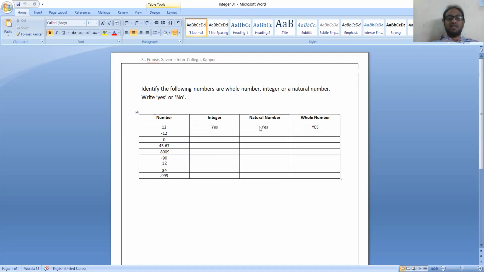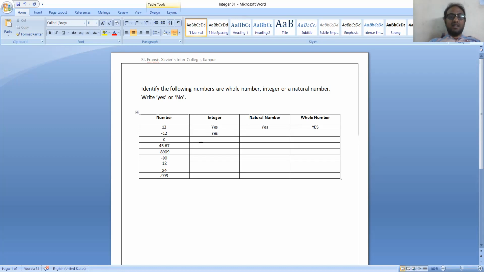Then, is 12 a natural number? Yeah, this is a natural number. And is it a whole number? Yes, it is a whole number. Similarly, the question is asked: is minus 12 an integer? So my dear students, you know that minus 12 is an integer because in integers, both positive and negative numbers are included. So yes, this is an integer.